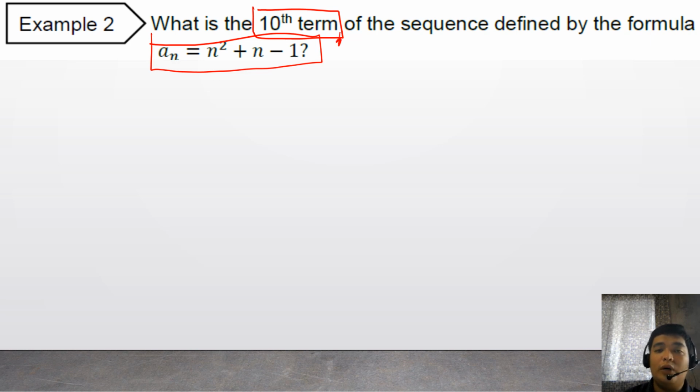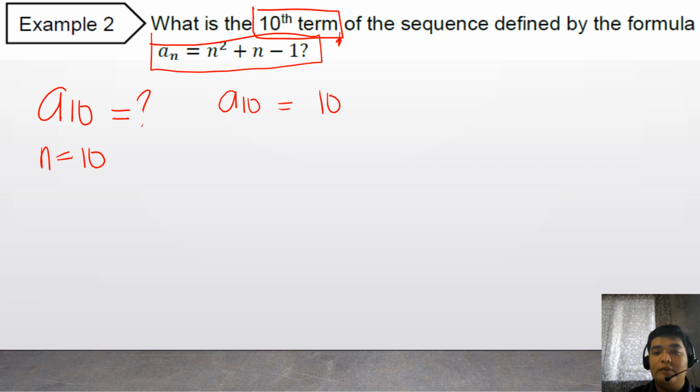In example 1, we needed to find the first 5 terms, so we found a sub 1, a sub 2, a sub 3, a sub 4, and a sub 5. But for example 2, we need to find only the 10th term, so therefore, a sub 10. Here, our n is 10. So we just substitute that into our general rule: a sub 10 equals 10 squared plus 10 minus 1. So 10 squared is 100.